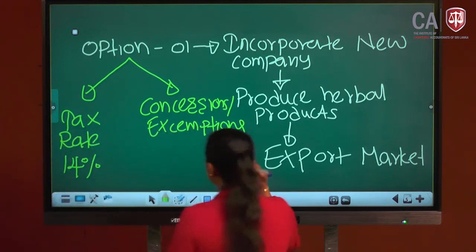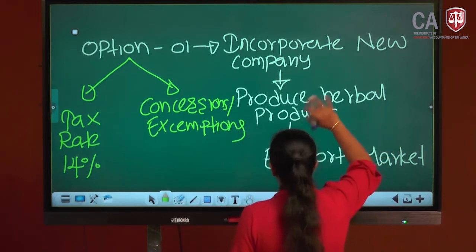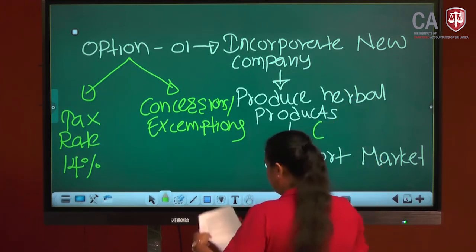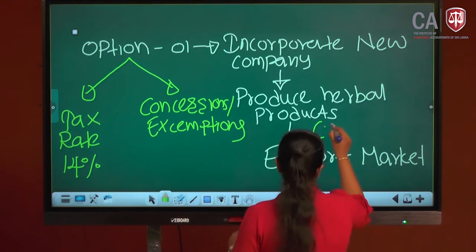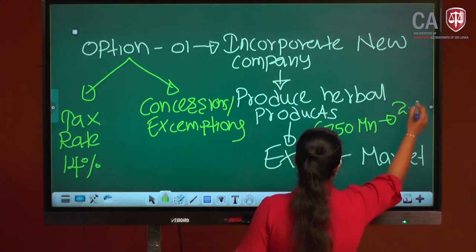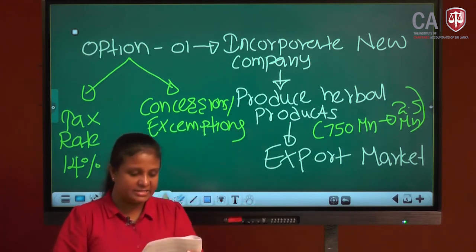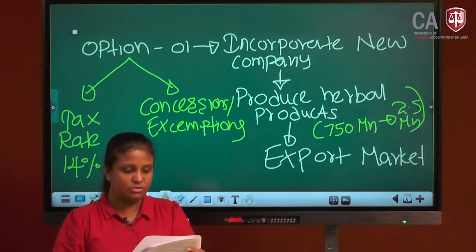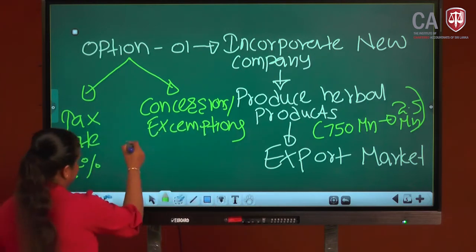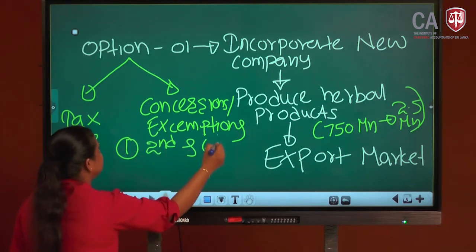That part is done. Now the concessions. What is the investment on this? To manufacture this herbal product, the question gives 750 million in LKR and US dollar 2.5 million. That's all. It is given that it is a new company to manufacture herbal beauty products. Now, concession. What concessions do we have? We have the second schedule and the sixth schedule.